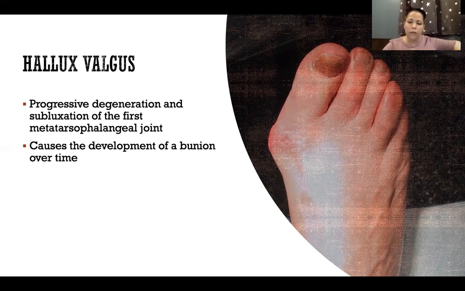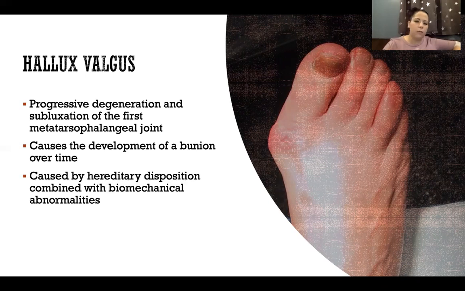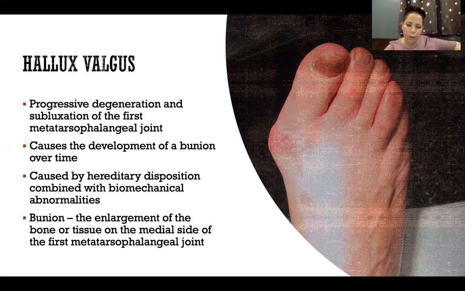Now, I want to point out that this condition is Hallux Valgus. So it's the degeneration and subluxation of that joint that causes this valgus angle. And over time, this condition will cause a bunion to develop. So they're not synonymous. They're not the exact same thing. The bunion is the enlargement of the bone or tissue on the medial side of the first metatarsophalangeal joint. So that is a result of this condition. So the condition happens first and then causes a bunion to develop over time.